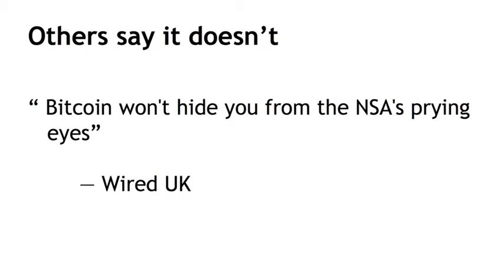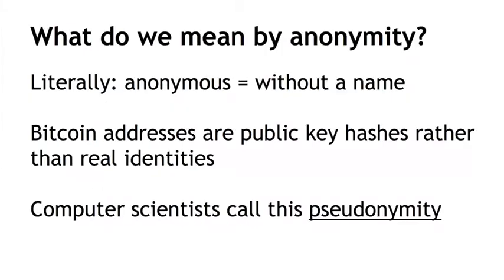Let's look at what the word anonymous means. At quite a literal level, anonymous means without a name. And so what does that mean exactly? Well, there are two ways to interpret it. We know that in Bitcoin, addresses are public keys. You don't need to put in your real name in order to interact with the system, or public key hashes instead of real identities.